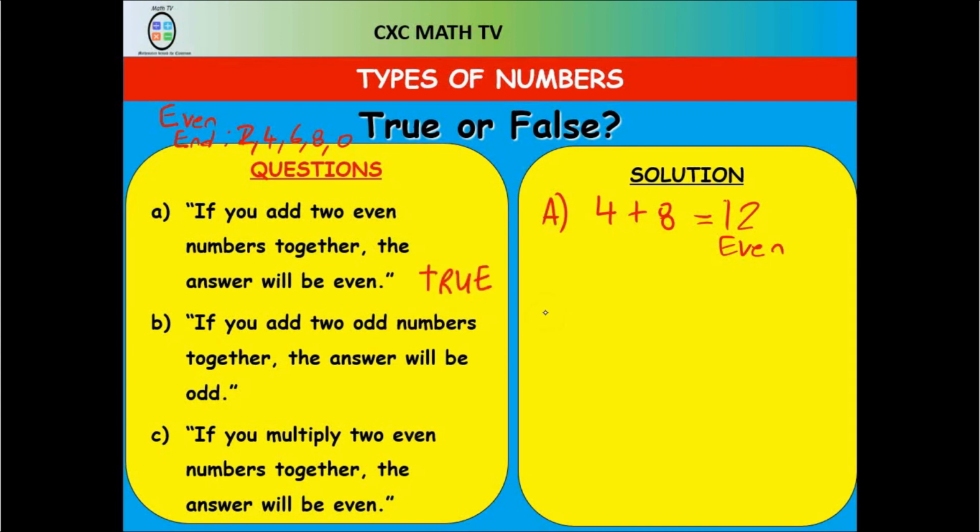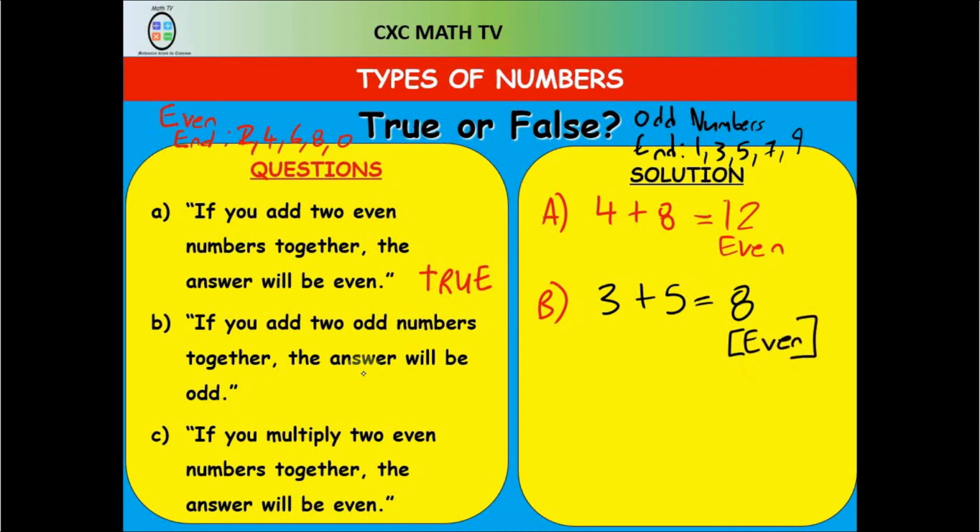Alright. Now part B. Part B says if you add 2 odd numbers together, the answer will be odd. True or false? So let's remember what odd numbers do. Odd numbers end in 1, 3, 5, 7, and 9. So if you add numbers like 3 and 5, you get what? 8. But 8 is what? Even. And so therefore this is what? True or false? False.